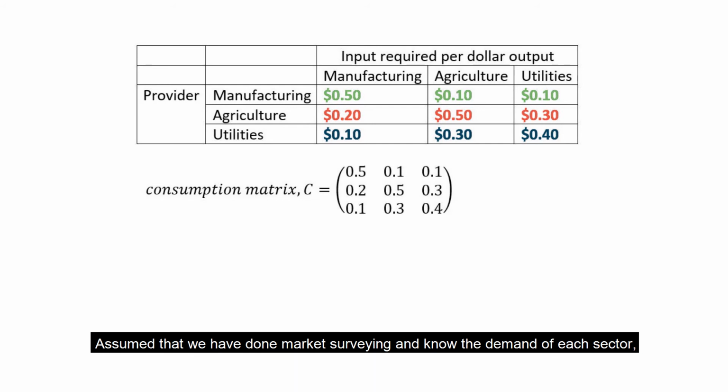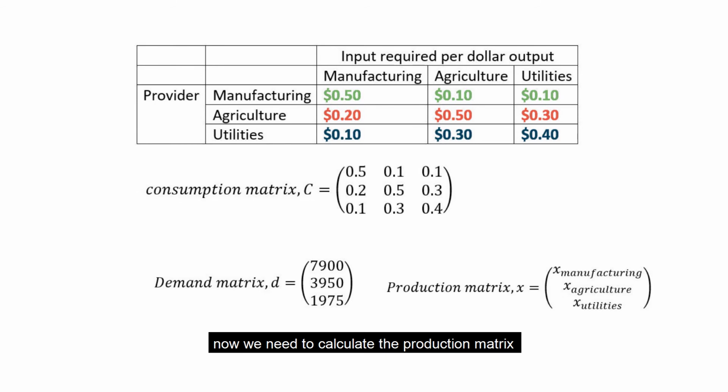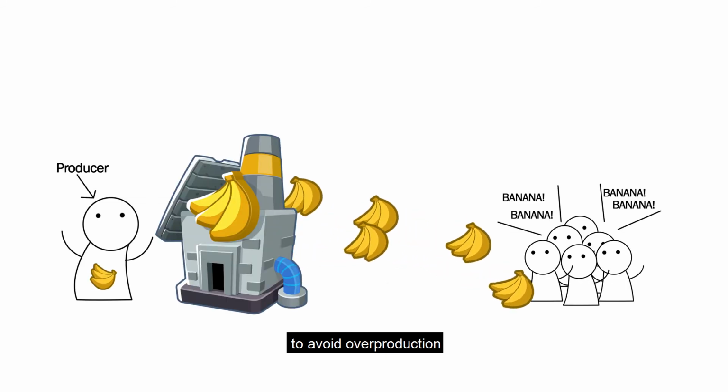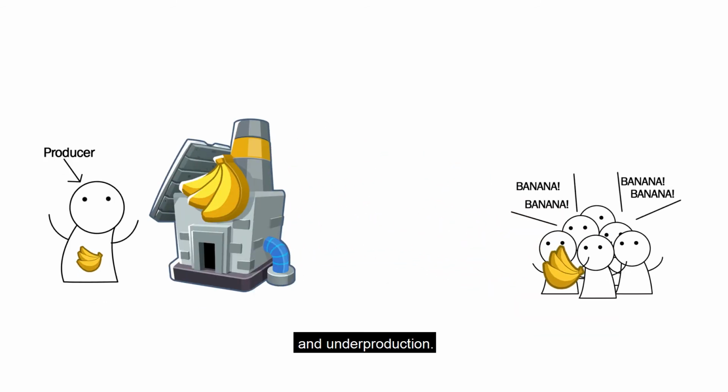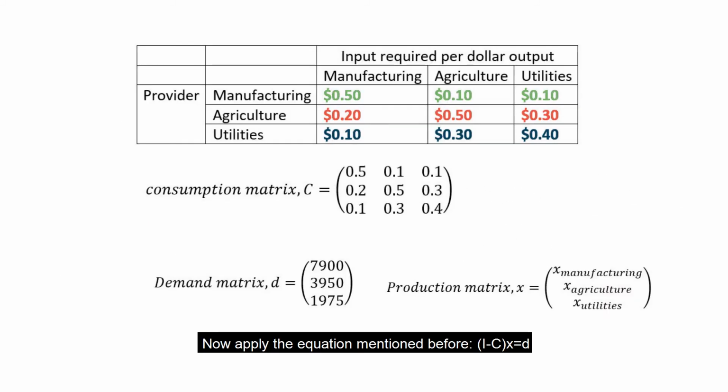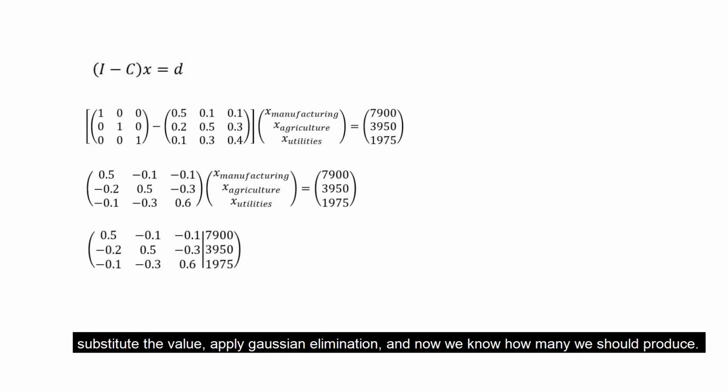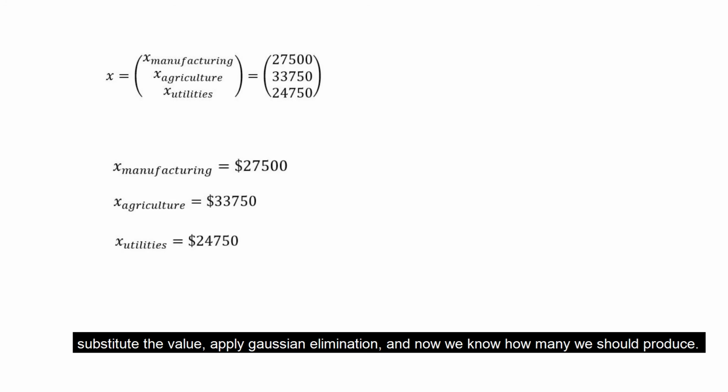Assume that we have done market surveying and know the demand of each sector. Now, we need to calculate the production matrix to avoid overproduction and underproduction. Now apply the equation mentioned before, (I minus C) times X equals D. Substitute the values, apply Gaussian elimination, and now we know how much we should produce.